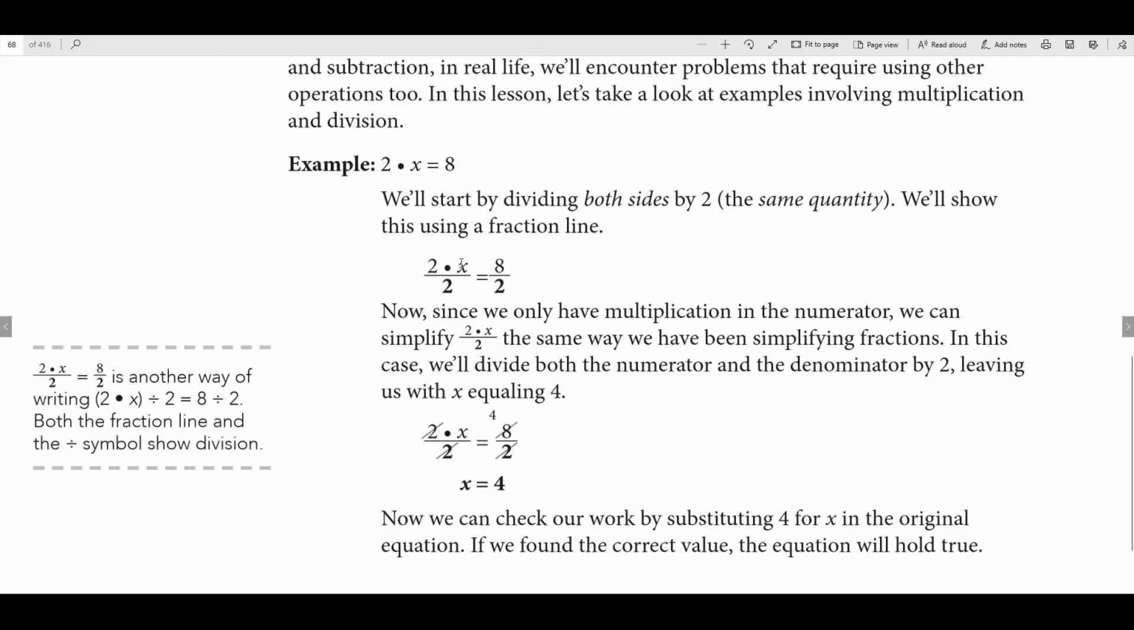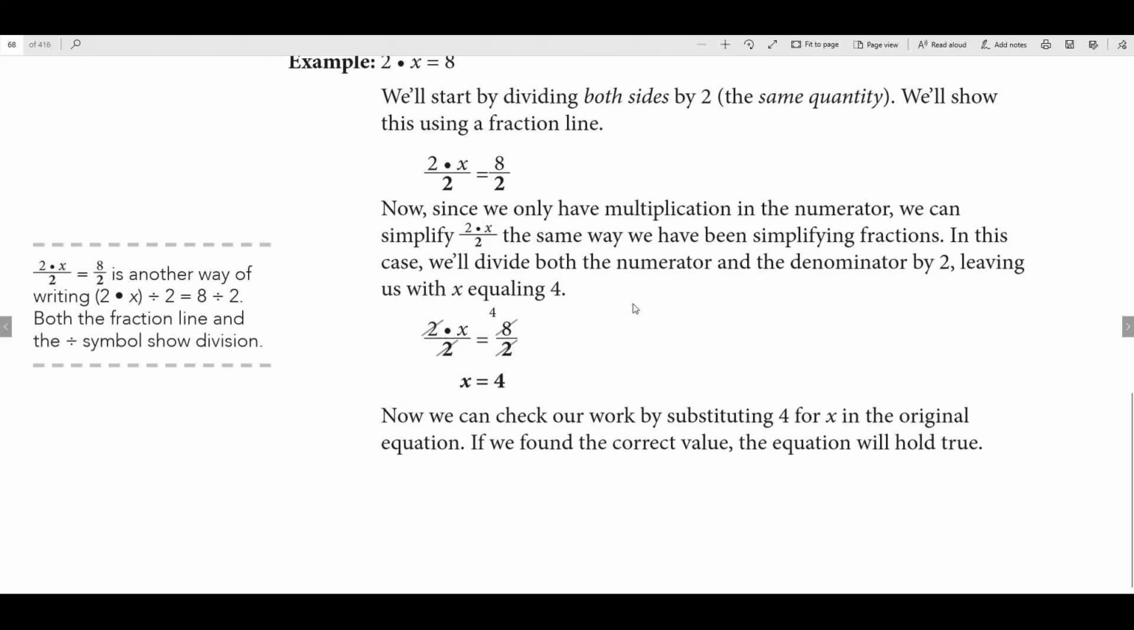So 2 times x divided by 2. Now remember, this here is another way of writing 2 times x divided by 2 equals 8 divided by 2. Both that fraction line right there and the division symbol are symbols for division. Now since we only have multiplication in the numerator, we can simplify 2 times x divided by 2 the same way we've been simplifying fractions. So in this case, we'll divide both the numerator and the denominator by 2, leaving us with x equaling 4. So these cancel each other out. 2 divided by 2, bam, gone.